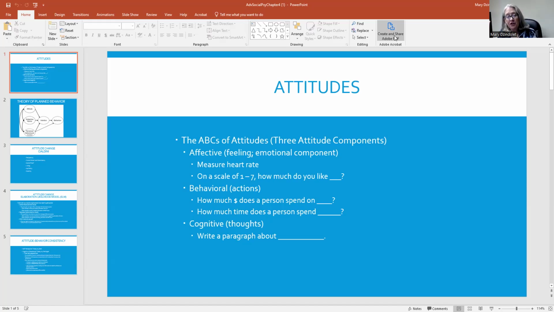So just in case you're watching this before you read the textbook, to remind you of what we're talking about with attitudes, I use this slide in my undergraduate social psychology class, where we say they're the ABCs of attitudes, these 3 attitudinal components.